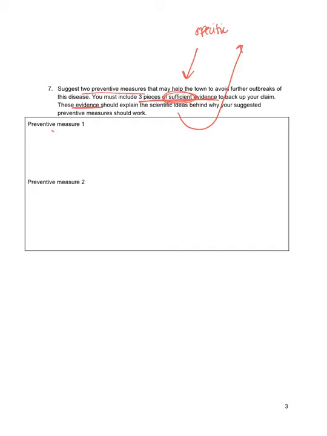Okay, so here you're really making a claim for one preventative measure, providing 3 pieces of sufficient evidence, and then providing reasoning. This evidence supports my claim because, right? This is why you know that these 3 pieces of evidence will provide strength to your claim that this preventative measure is good. Okay, this is why the population should practice this preventative measure.